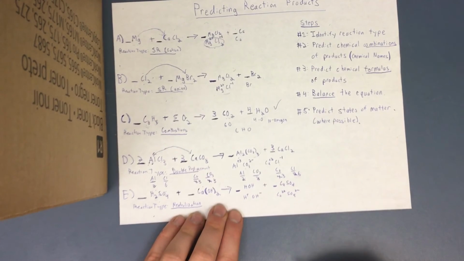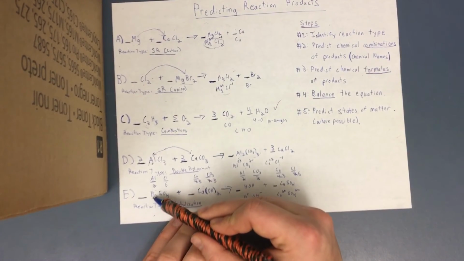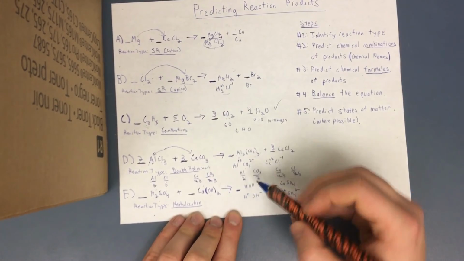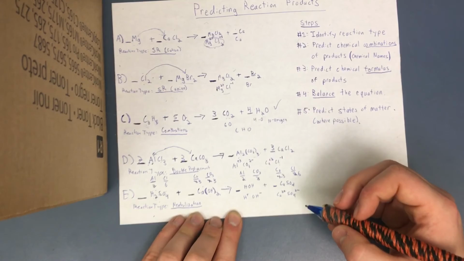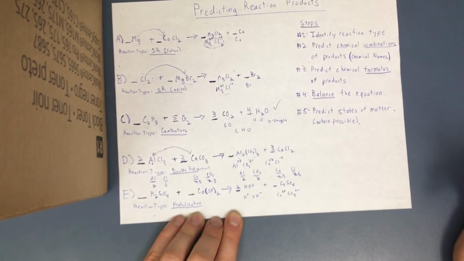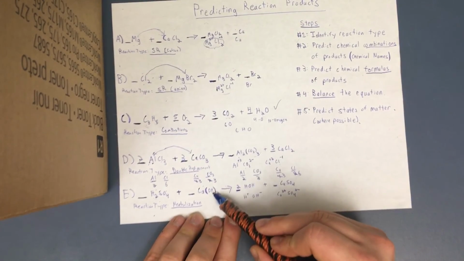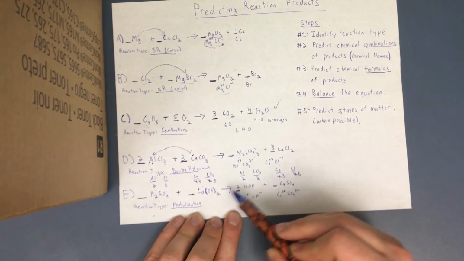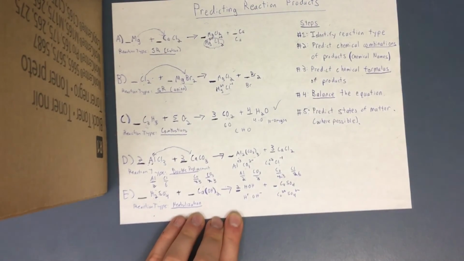So we try to find a place where we have an imbalance. So I see that we have 2 hydrogens here and only 1 H plus over here. So the way we fix that is put a 2 here, and now all of a sudden our reaction is balanced. We have 2 hydrogens, 2 hydroxides, 2 hydroxides, 1 calcium, 1 sulfate, 1 sulfate.